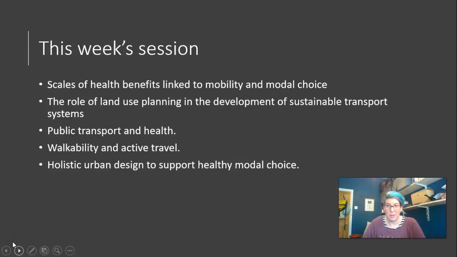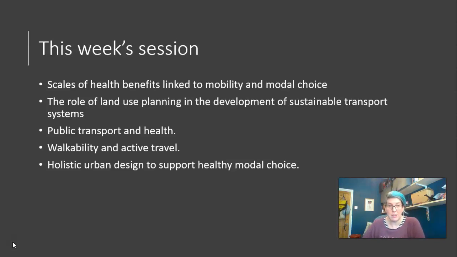In this week's session, I'm going to be introducing some of these broad concepts. There is a wide literature on sustainable transport and the relationship between transport and health. I've recommended some key texts at the end of this presentation, and there are a number of relevant texts available on the reading list and a very wide literature on sustainable transport generally.